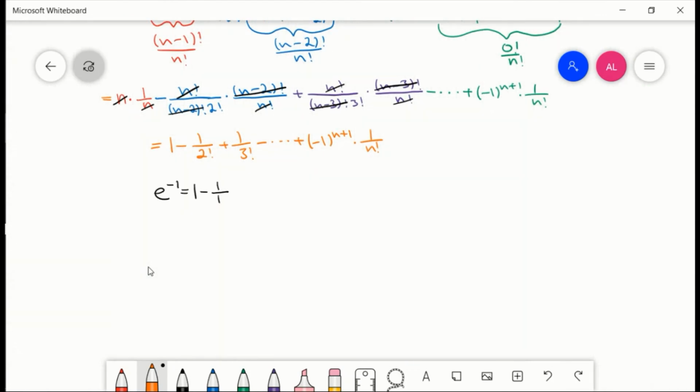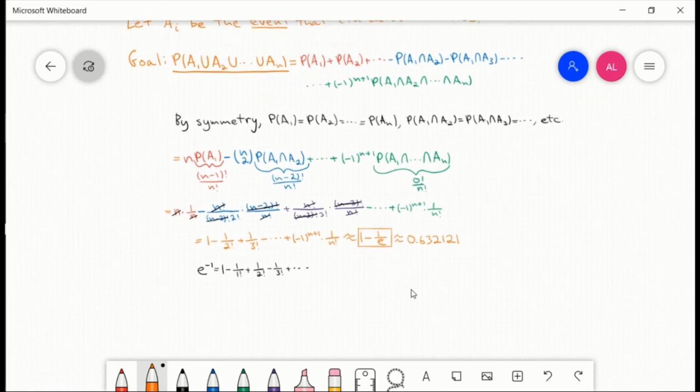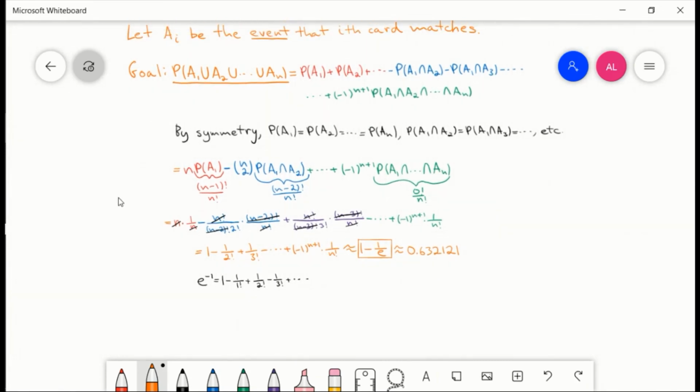And through Taylor series, we know that the Taylor series for e to the negative first power is equal to 1 minus 1 over 1 factorial plus 1 over 2 factorial minus 1 over 3 factorial, and so on. So then this sum right here is 1 minus this. And so this sum right here is approximately equal to 1 minus 1 over e. Again, approximately, because this is an infinite sum, and this sum right here has n terms, which is finite. And then this right here is equal to 0.632121.